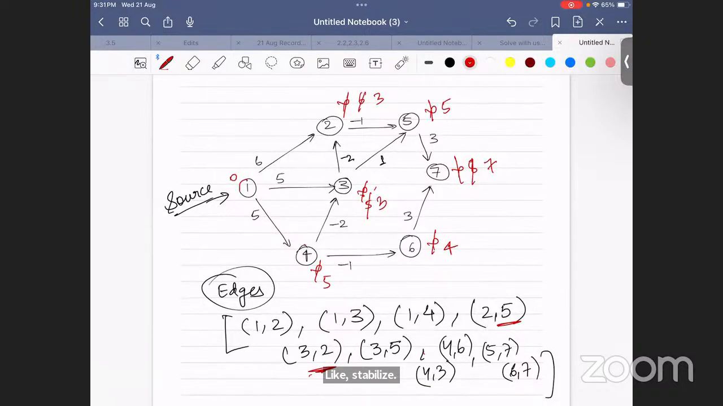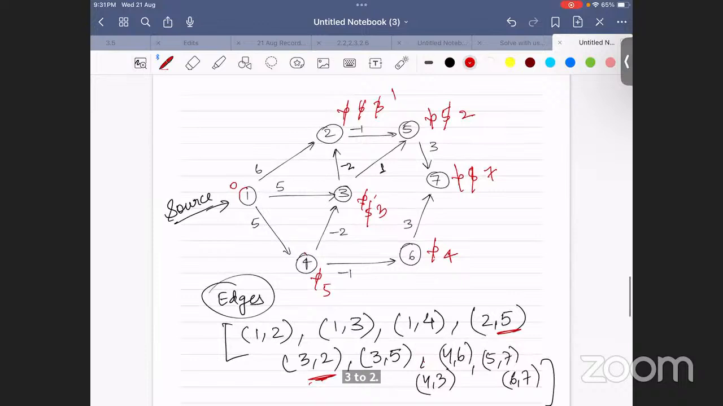2 to 5, do I have to do anything? 2 to 5, yeah, we have to, because 3 minus 1 is what? 2. So we'll replace it with 2, correct? 3 to 2. 3 minus 2 is what? 1. So I'll replace with 1, correct? 3 to 5, this is done. 3 plus 1, this is better. 4 to 6, this is done already. No need to change. 4 to 3. Where is this 4 to 3?